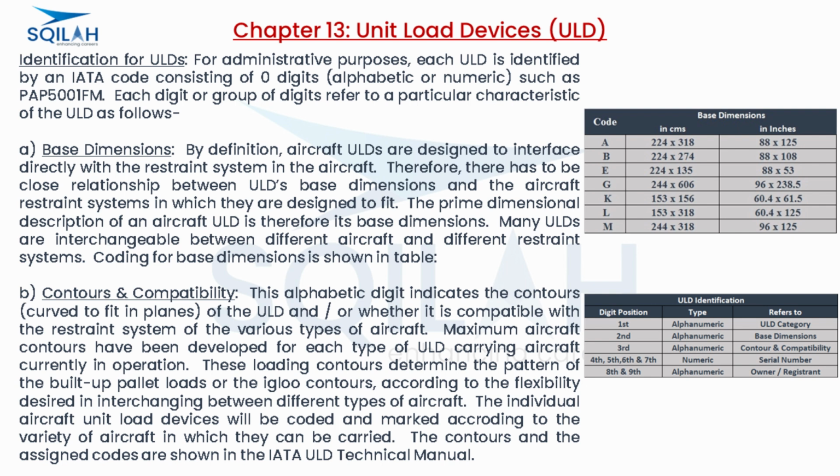B. Contours and compatibility. This alphabetic digit indicates the contours, curved to fit in planes, of the ULD and/or whether it is compatible with the restraint system of the various types of aircraft. Maximum aircraft contours have been developed for each type of ULD-carrying aircraft currently in operation. These loading contours determine the pattern of the built-up pallet loads or the igloo contours, according to the flexibility desired in interchanging between different types of aircraft. The individual aircraft unit load devices will be coded and marked according to the variety of aircraft in which they can be carried. The contours and the assigned codes are shown in the IATA ULD Technical Manual.